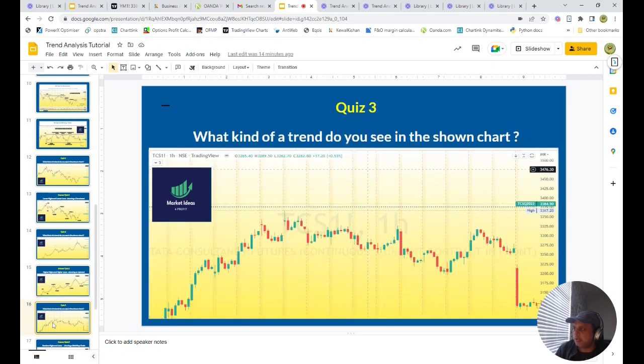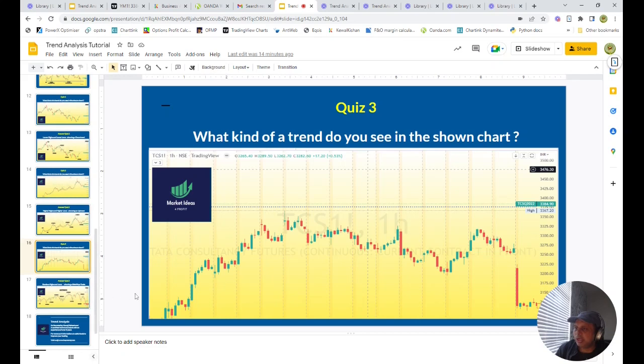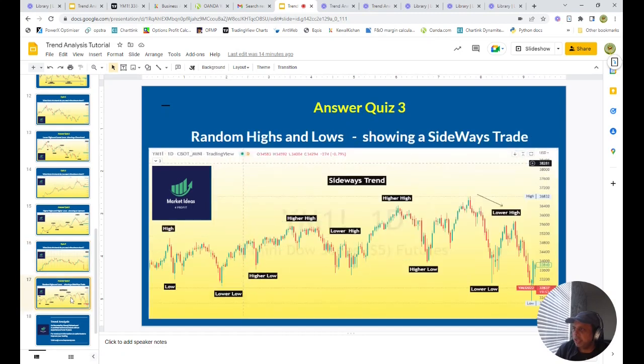Now this is one more. Quiz number three. What do you see in this? And what kind of a trend do you see here? Not difficult to guess. We've covered the uptrend and the downtrend. So this is a sideways trend where you have a random pattern of highs and lows. There's no pattern to the highs and the lows, and this is what you call a sideways trend.